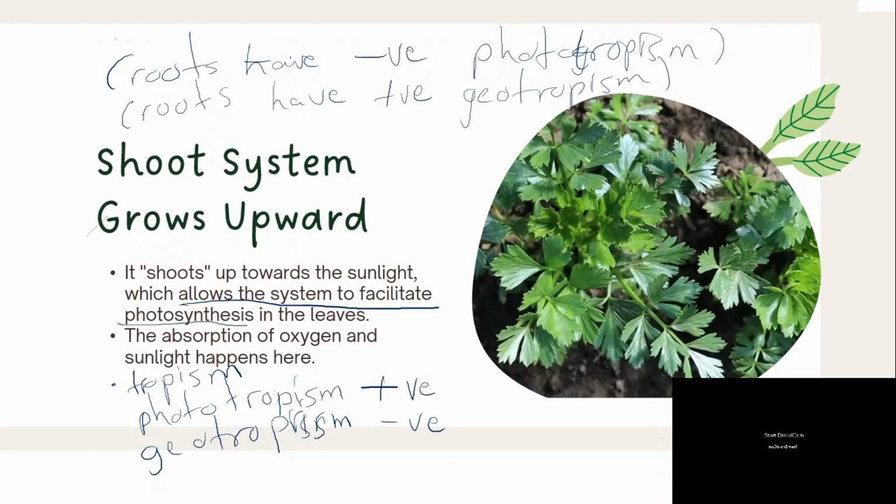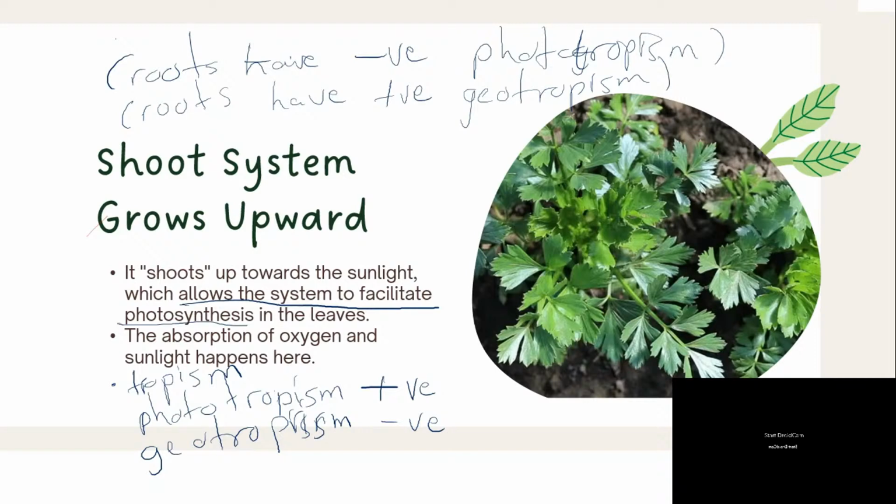Again, it also makes the plants able to absorb as much gas as possible. For example, absorption of oxygen in the air for respiration, and absorption of carbon dioxide for photosynthesis. So shoots growing upwards is important because the plants can get the necessary nutrients and requirements to carry out their life processes.